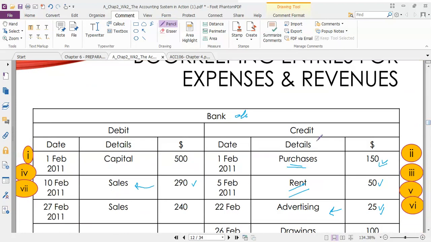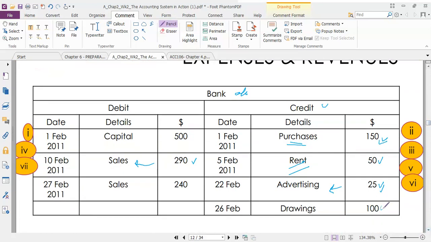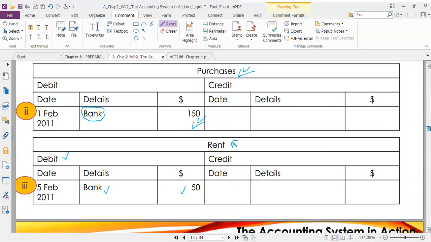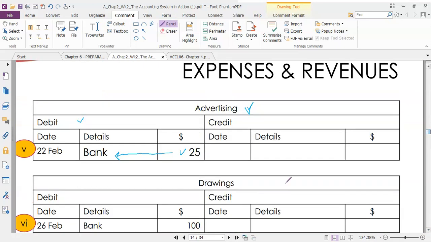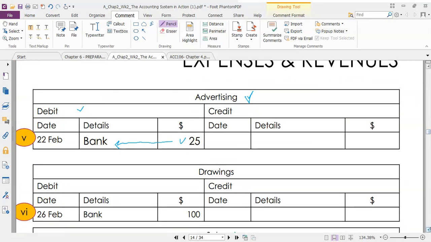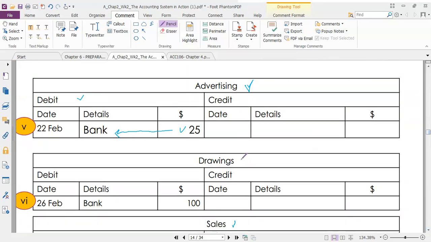So bank account kita akan kredit sebab dah berkurang, capital berkurang dah dekat bank account sebab owner dah ambil RM100. So drawing, details dia drawing. Lepas tu kita kena buka drawing account. Drawing dia adalah expenses juga. So bila expenses bertambah, bermakna kita akan record on the debit side. So it's 100 debit drawing. So the detail is bank.